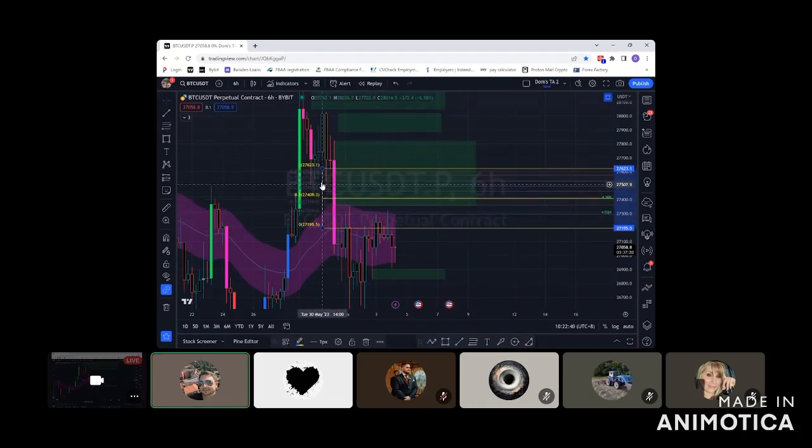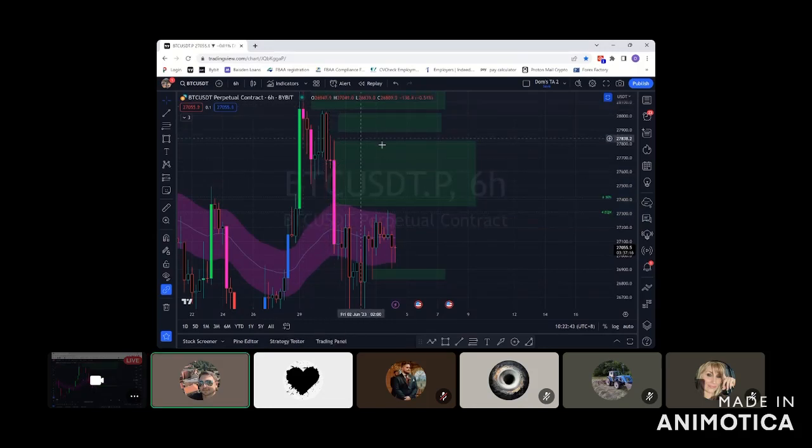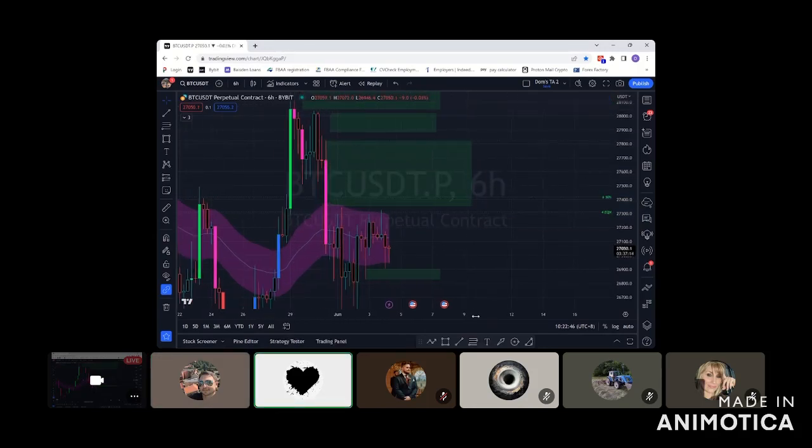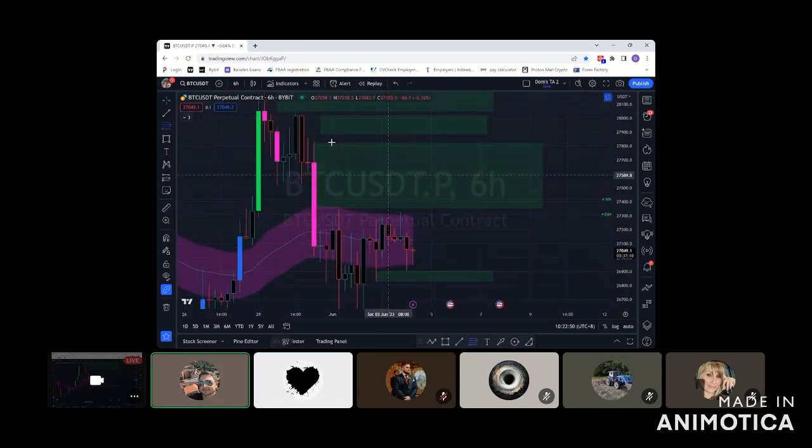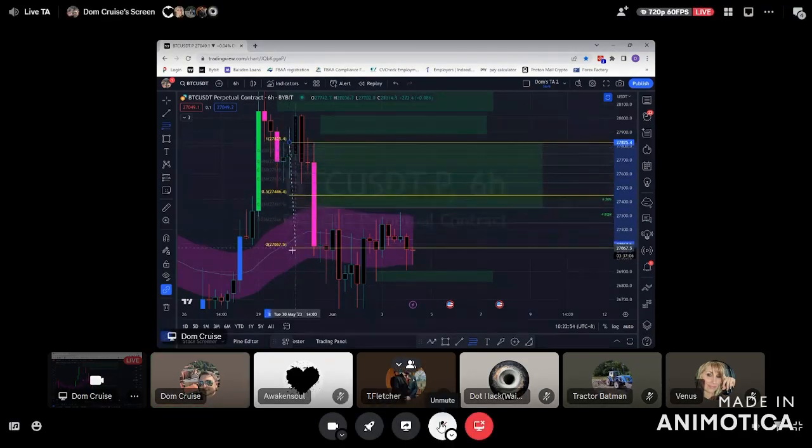I don't know. That's just ICT. That's all it is. So I'm just using two different methods, yeah? But look, check this out. I'll show you how the confluence works. See that?